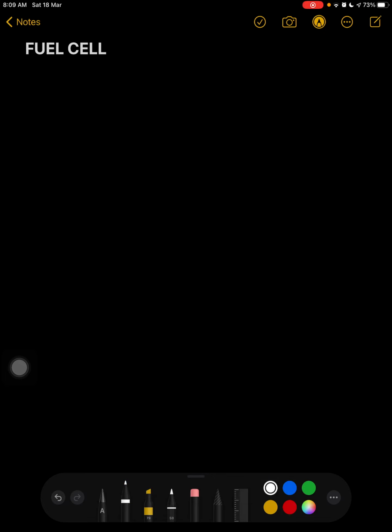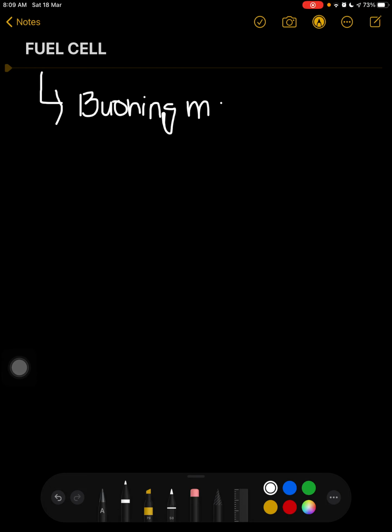So today we'll look at the fuel cell. So basically, what is fuel? First of all, fuel is basically any burning material. Any burning material is known as fuel, right?